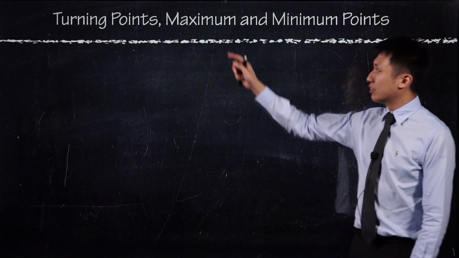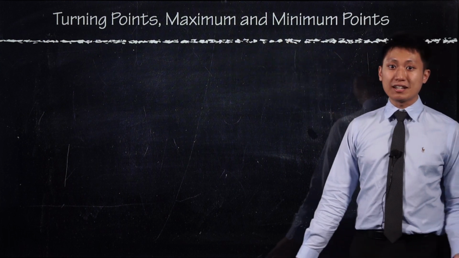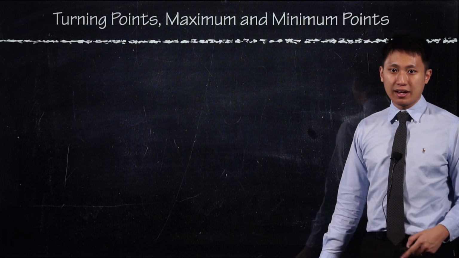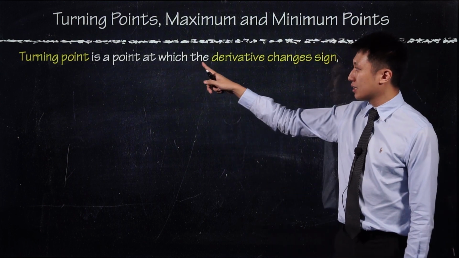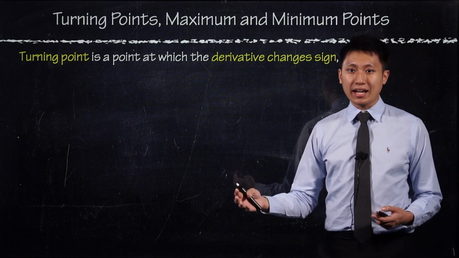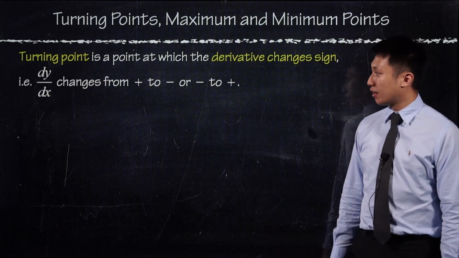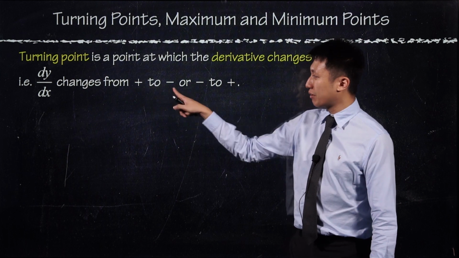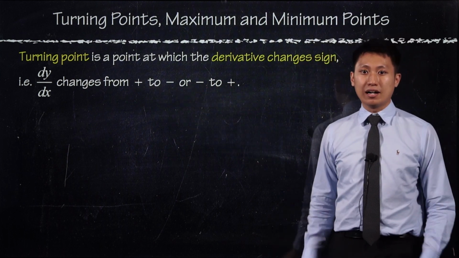Alright, so turning point, maximum and minimum points. These are the terms that you learn in SPM. A turning point is a point in which the derivative changes sign. Meaning that dy/dx changes from negative to positive or positive to negative, the place where it changes the dy/dx sign.